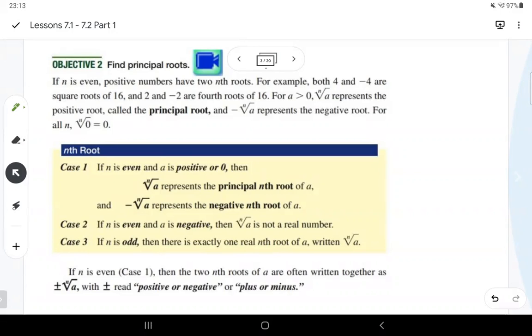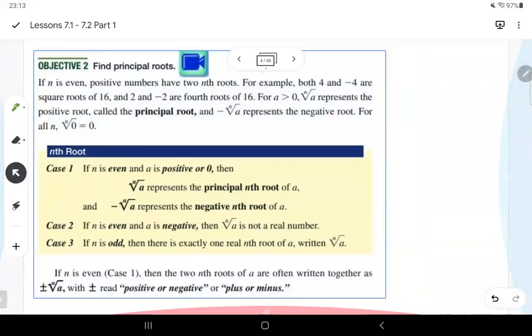All right. Nth root cases. Case 1, if n is even and a is positive or 0, then we will use the principal nth root of a, and negative square root of a represents the negative nth root of a. In case 2, n is even and a is negative, then the square root of a is not a real number.